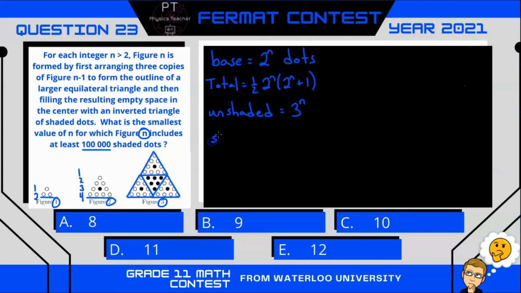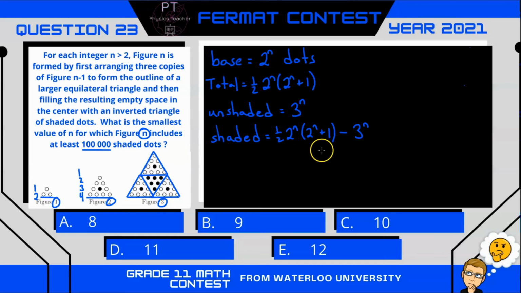Lastly, we want to find the total number of shaded dots. Since we only have 2 options, either shaded or unshaded, the total number of shaded dots would be the total of all dots, which is 1/2, 2 to the n, times 2 to the n plus 1, subtract how many are unshaded, which is 3 to the n. And now we have an equation we can use to calculate the total number of shaded dots.